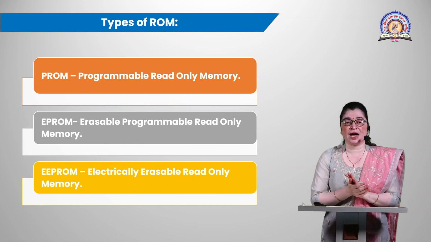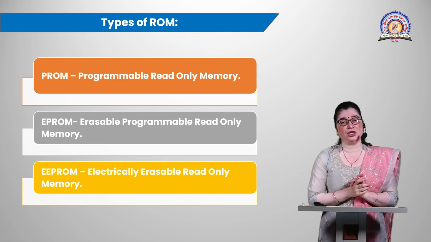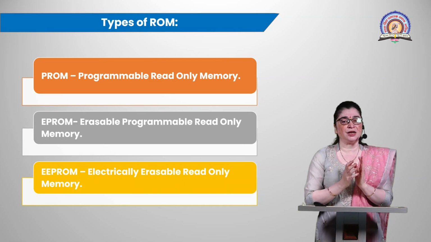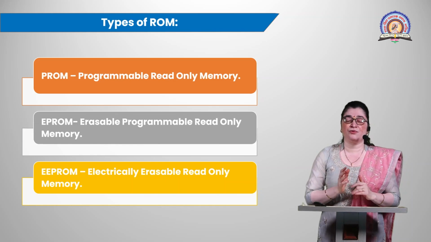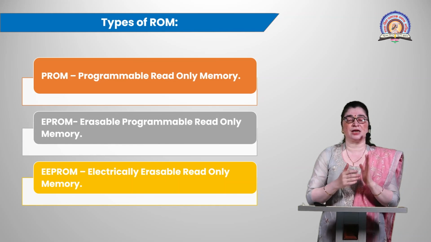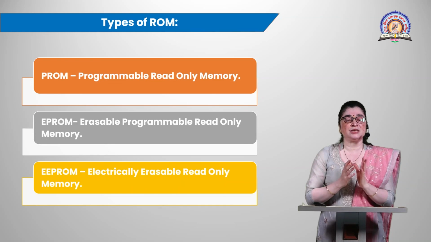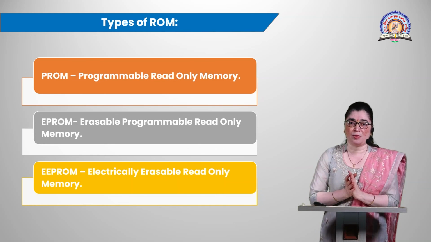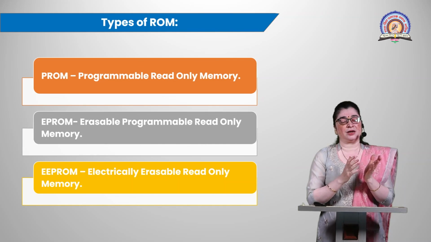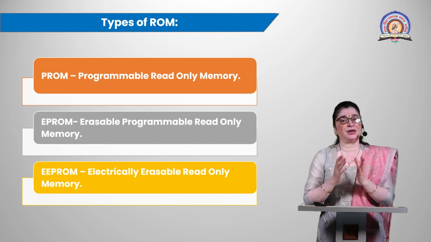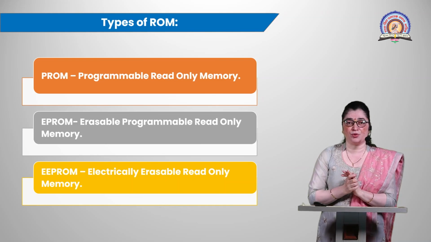So instead of that, EEPROM is used, that is electrically erasable programmable read-only memory. With the help of electric rays, electric pulse, we can erase the information from the ROM. Instead of keeping it in ultraviolet rays, with electric pulses, we can erase the information.